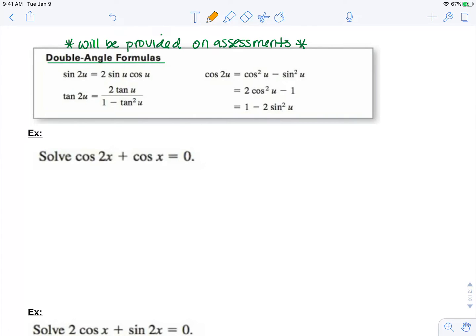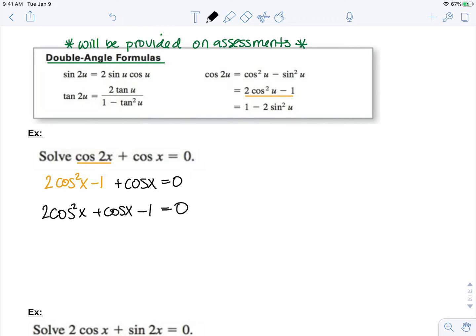So if I am starting this next example, I see I have cosine 2x plus cosine x equals 0. And those are two different cosines. Now, what trig identity can I use for cosine 2x? I would use this one here: 2 cosine squared x minus 1 plus cosine x equals 0. I'm going to put this in standard form: 2 cosine squared x plus cosine x minus 1 equals 0.